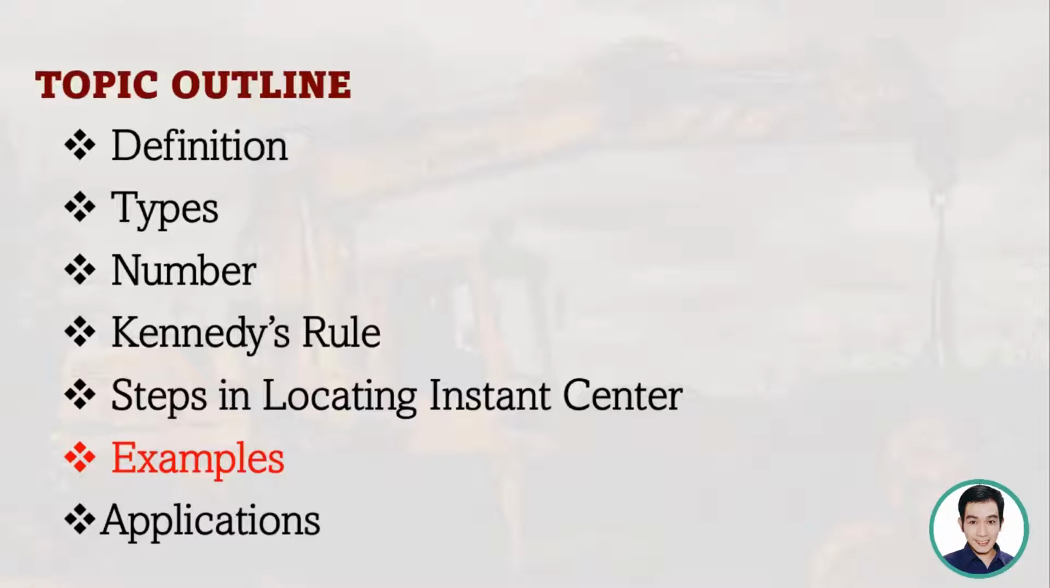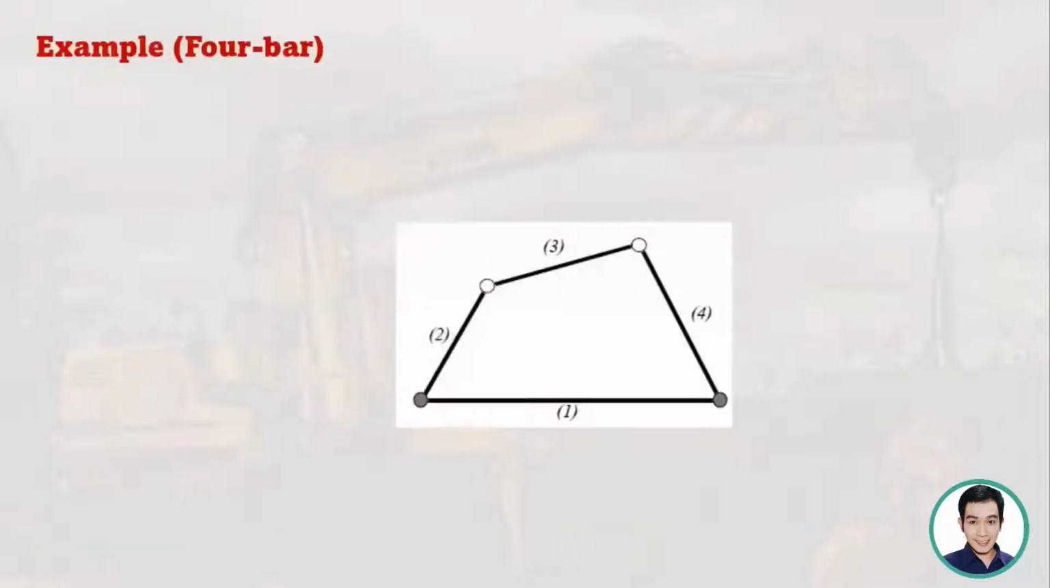Let us try to look at these examples. We have here a 4-bar linkage, and we are going to locate the different instantaneous centers. Step 1 is to count the number of instant centers using the formula. In the formula, you substitute n equals 4 because there are 4 links: link 1, link 2, link 3, and link 4. So the number of instant centers is 6.